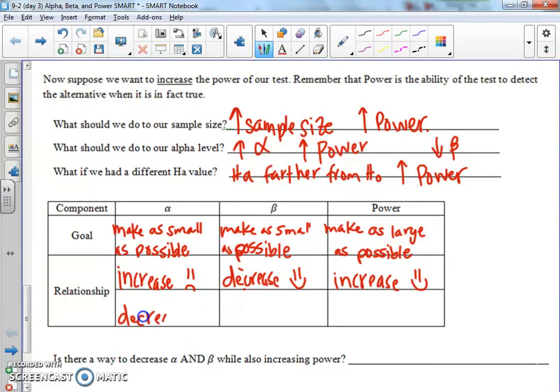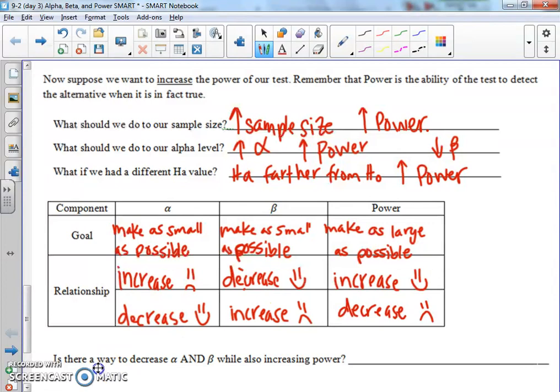So as we decrease alpha, that's a good thing because it decreases the probability of a type 1 error. It's going to increase our beta, which is the probability of a type 2 error. That's not necessarily a good thing. And it will decrease power, which is not a good thing. So there is this weird relationship here. We always want to make alpha as small as possible, beta as small as possible, and power as large as possible. But as you can see, alpha and power always change the same way: increase, increase, decrease, decrease. Beta is always opposite.